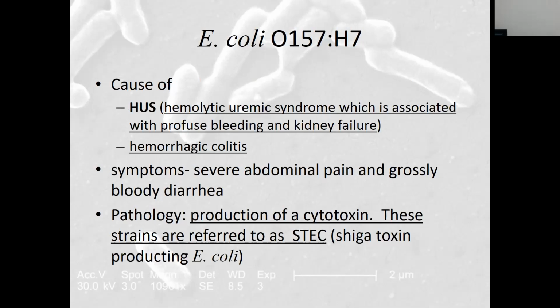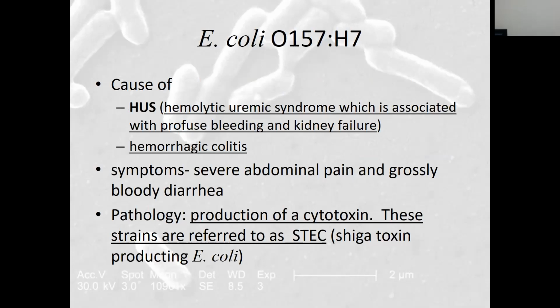So this is associated with profuse bleeding and kidney failure. So hemorrhagic colitis, this is bloody diarrhea. So we're looking at blood in the stool. There's no GI bleed, but this is into the stool and we see blood. So the first thing we do with stool is do what? We do a hemocult on it. We screen it for blood.